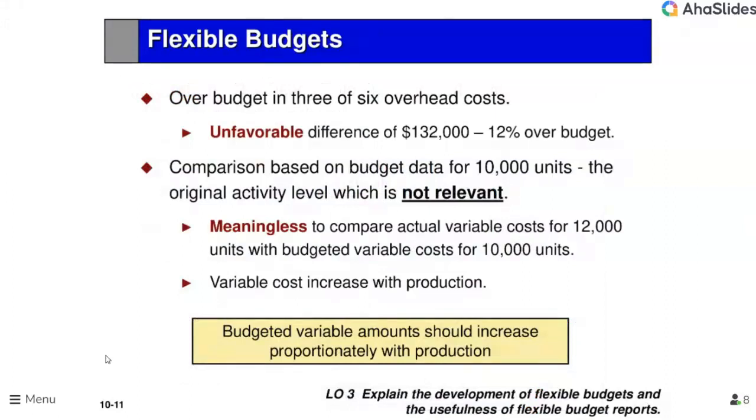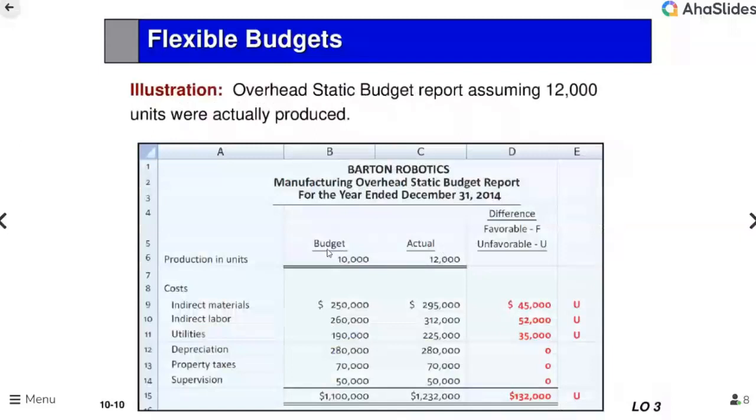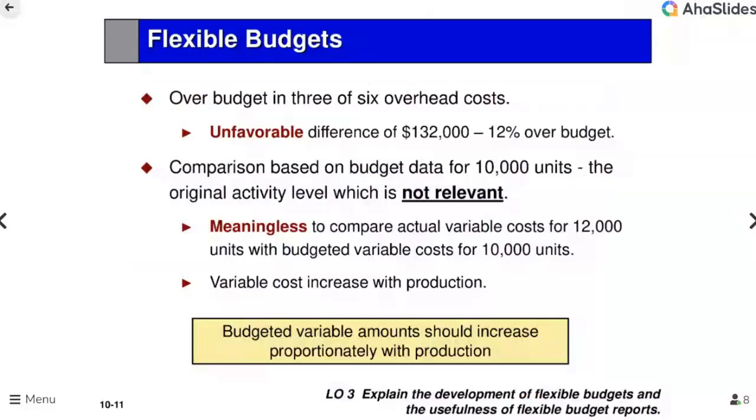What do I mean by flexible budget? I mean, let's see, how did he build the budget at 10,000? Let's figure out how he built that budget at 10,000 and then recalculate the budget as if we produced 12,000 and then compare it to the actual. You see, what they're saying here is that unfavorable variance of 132,000 is 12% over budget, and that is disastrous for a manager. But the comparison is not relevant.